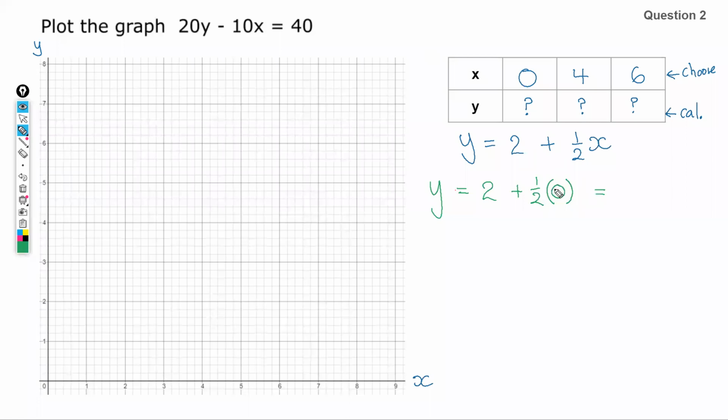A half multiplied by 0 is 0. Anything multiplied by 0 is 0. 0 plus 2 is 2. A few people did not get 2 over here. Some people put 3 by mistake, and some people put 2.5 by mistake. For those who got it wrong, please confirm with me that y is 2.